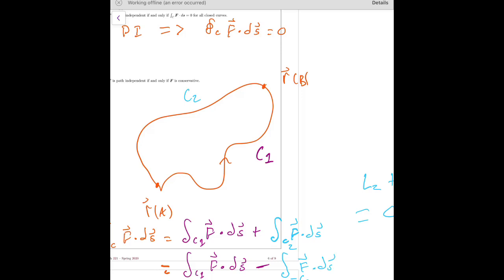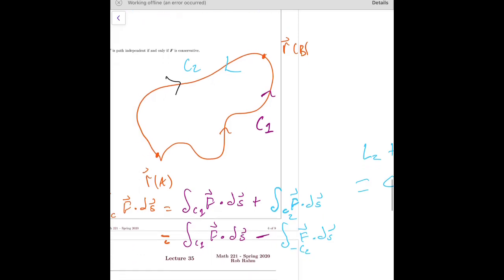Okay, so what does this mean? Remember, these are line integrals of vector fields, so we have to give the curves orientation. So the orange curve, the overall curve, has counterclockwise orientation, so that gives an orientation of this direction on C1, and it gives an orientation of that direction on C2. So minus C2 is like the same path as C2, but just going in the opposite direction. Okay, and so the line integral of f over C2 is equal to minus the line integral of f over minus C2. We talked about this back when we talked about line integrals.